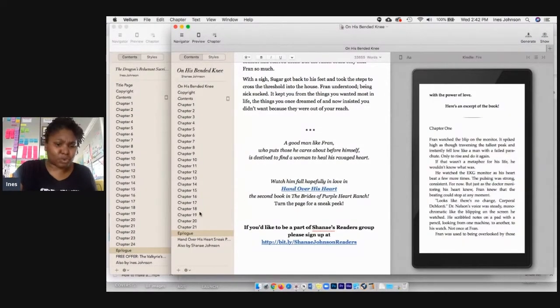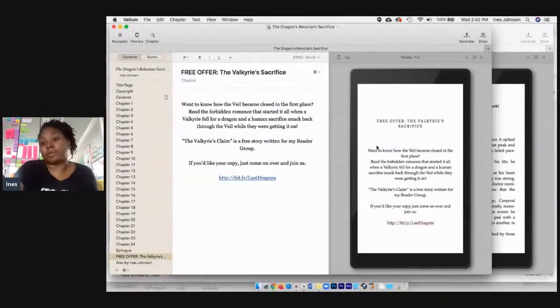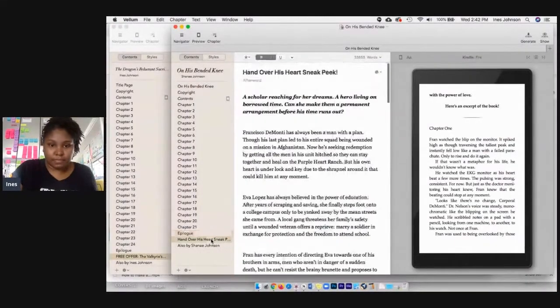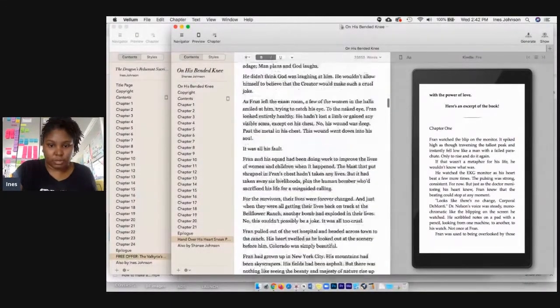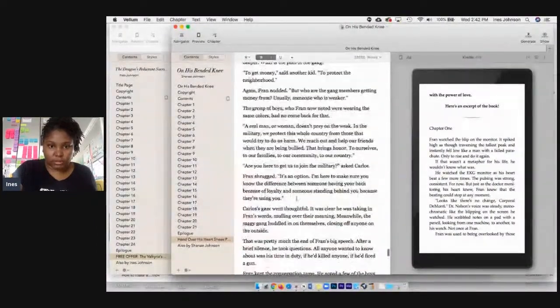I think I put the first 4 chapters in here. I don't remember. I put a lot of chapters in there. Oh, I'm in the wrong book. Hang on. I put a lot of chapters in here. Chapter 1, how many? Probably 4. It's a lot.